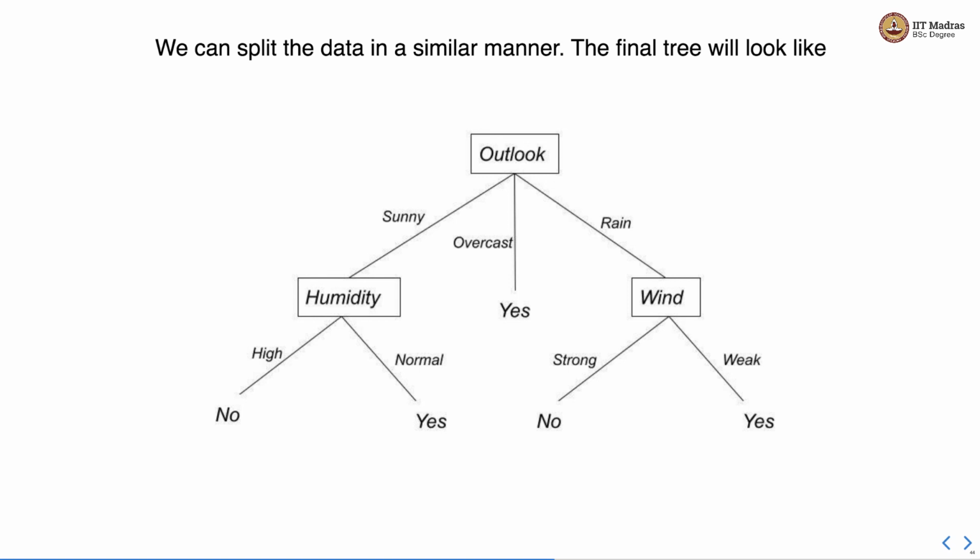So we have outlook at the root node, then on the left subtree we have humidity at the root of this left subtree and wind at the root of the right subtree. If humidity is high, we assign the value no to play tennis. If humidity is normal, we say yes to play tennis. Then for overcast it is yes. If it is raining and there is a strong wind, then it's no. If it is raining and wind is weak, then it is yes for play tennis.